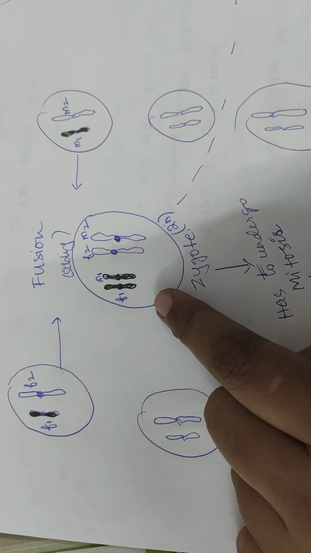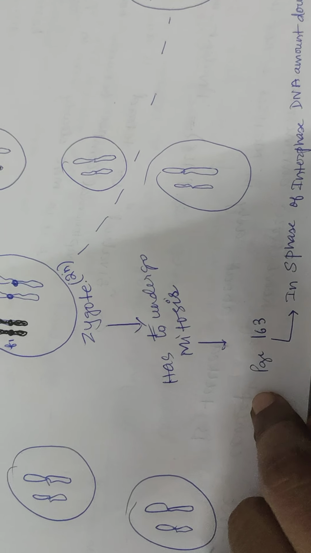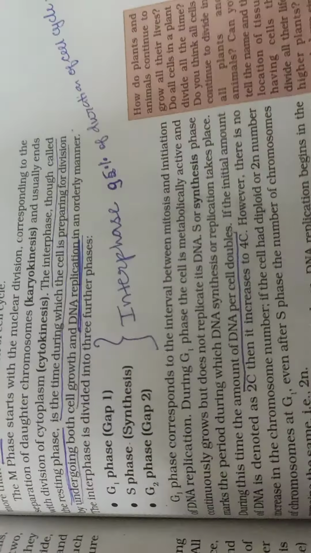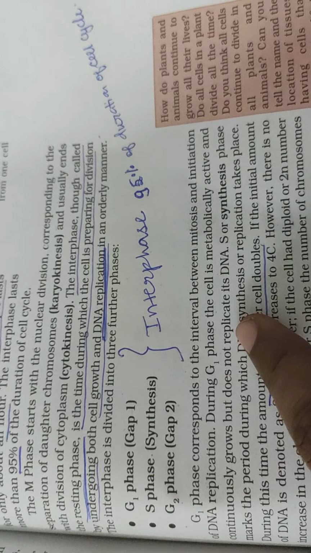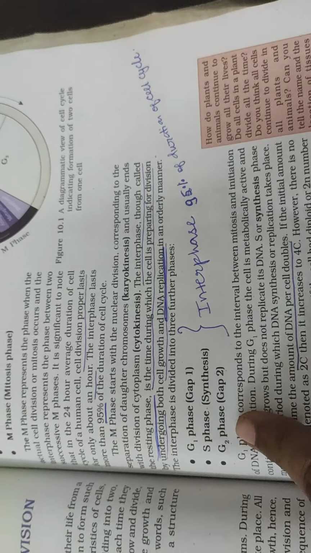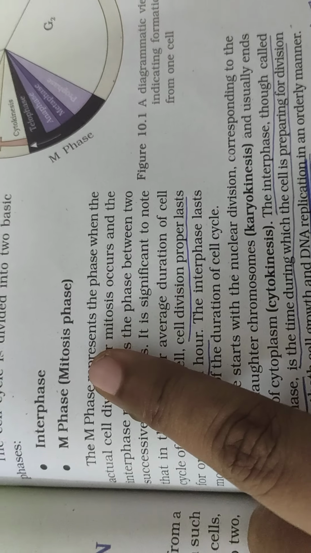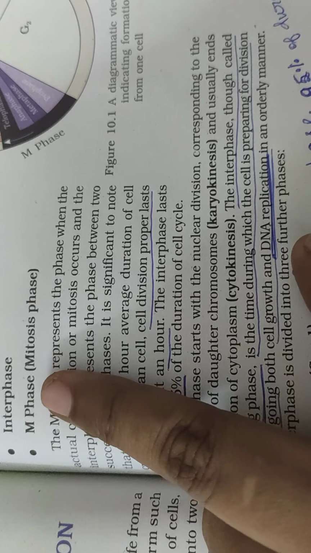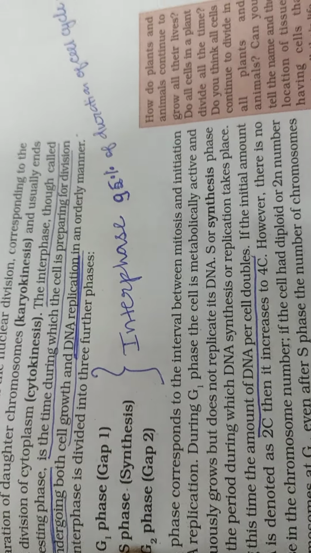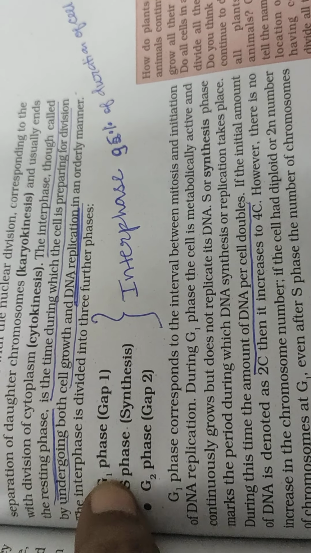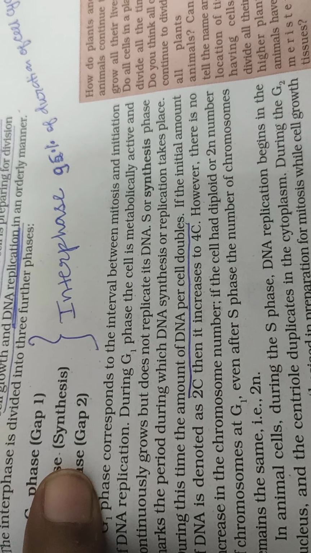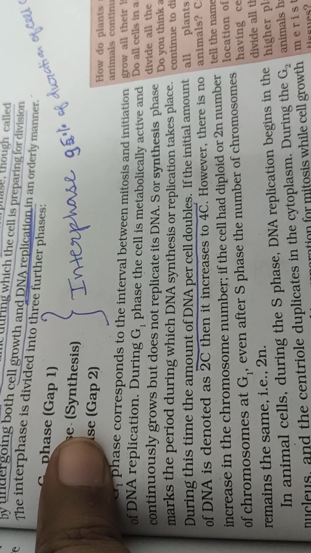Now the zygote has to divide by mitosis. If you see in mitosis, page 163, 95% of the cell cycle is interphase. That's why it is divided into G1, S and G2 phase, and after that 1 hour of mitotic phase. M phase is just 1 hour in the 24 hour life cycle. Only 1 hour is M phase, the remaining 23 hours is G1, S and G2, 95% of the duration of the cell cycle. Now the S phase, the synthesis phase, what is happening? The DNA amount will double. DNA number will not increase, it's the amount that will double.